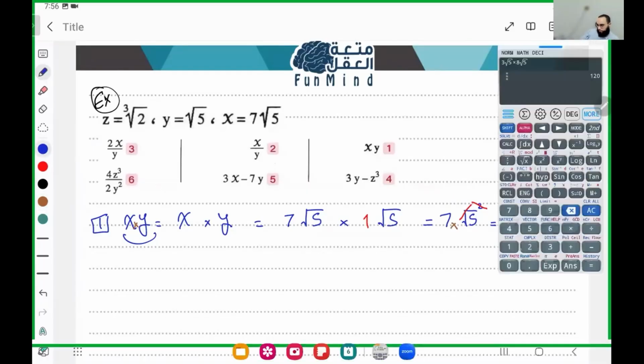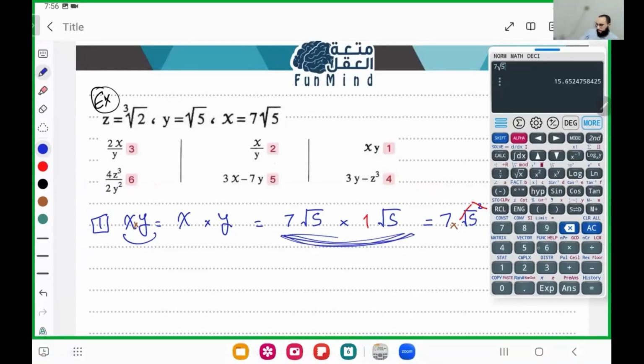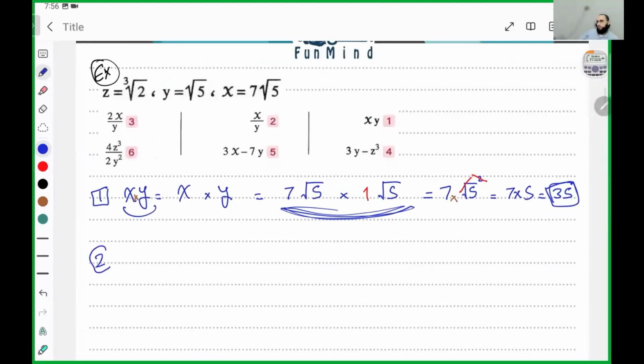Check with the calculator. Write this on the calculator. 7 root 5, go out of the root, times 1 root 5. It's root 5 also. Without the 1, the answer is 35. Is it clear? It's clear, I think.